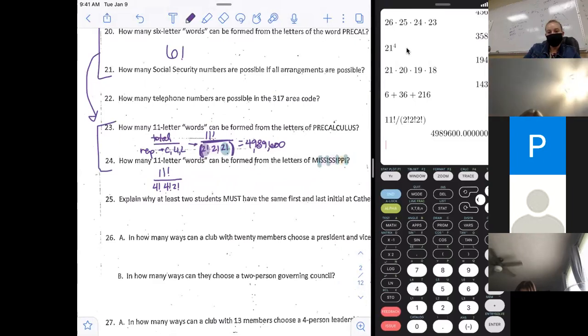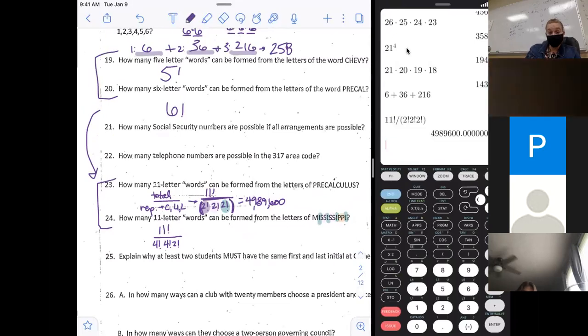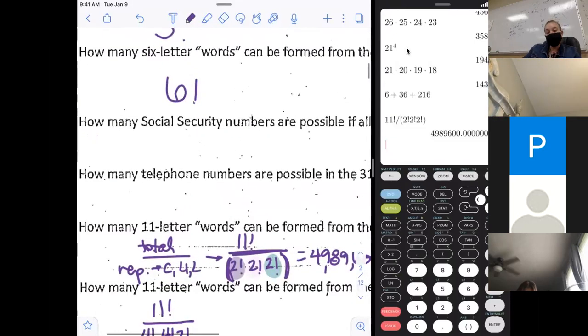Okay. The next two: how many social security numbers are possible if all arrangements are possible, and how many telephone numbers are possible? Those problems are very similar to the license plate and the call number ones that we did on the front page. So we're going to think about that the same idea. I'm going to put out all my little blanks and see how many options I have for each one.